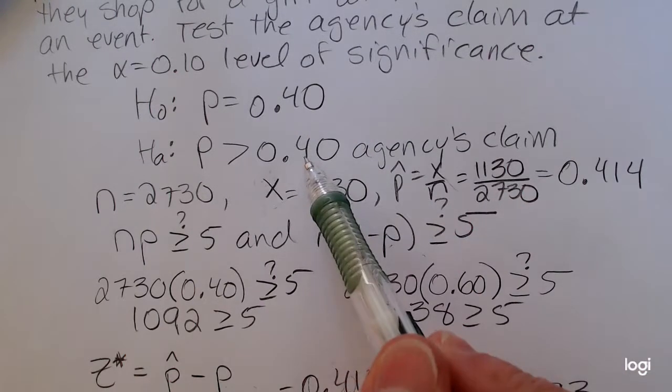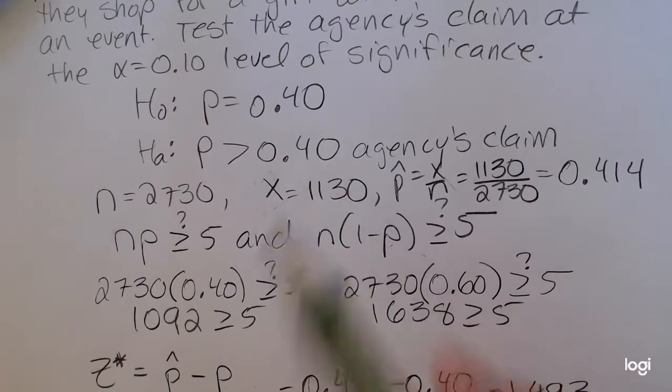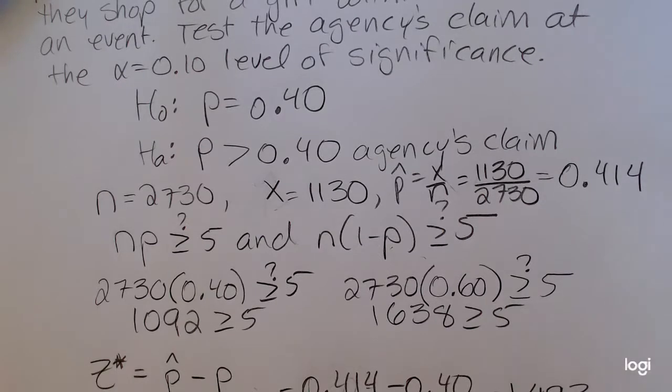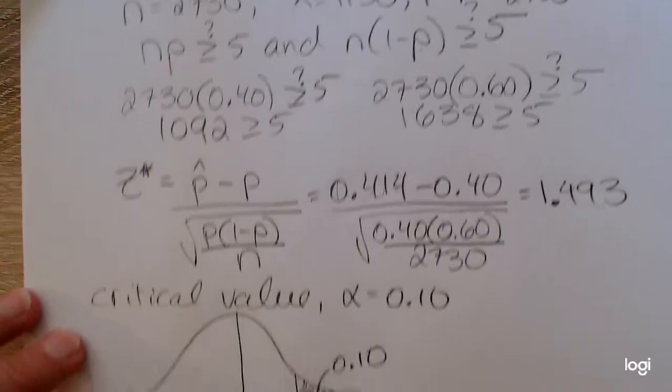Now, because the claim is the alternative, the correct way to say this is that there is sufficient evidence to support the agency's claim that over 40% of adults shop for a gift within a week of an event.